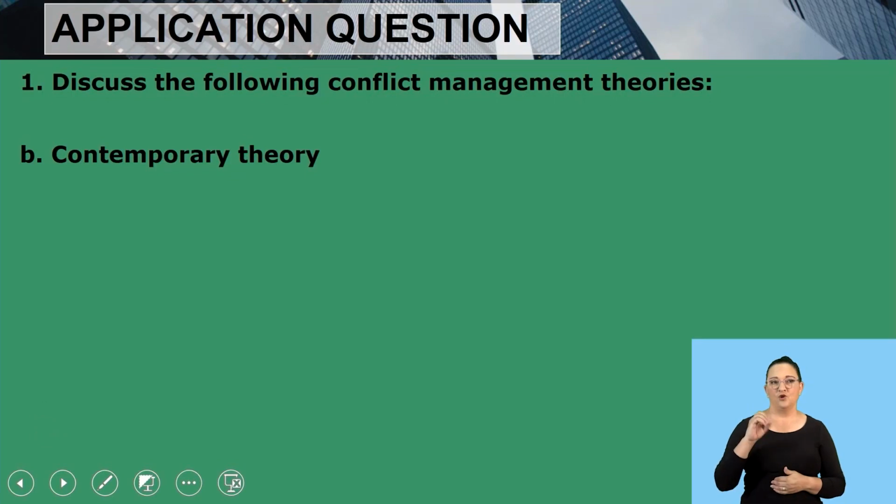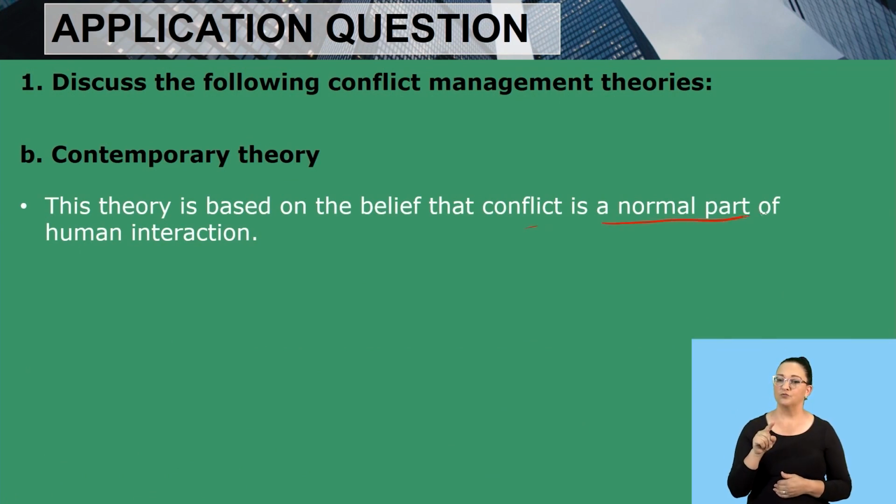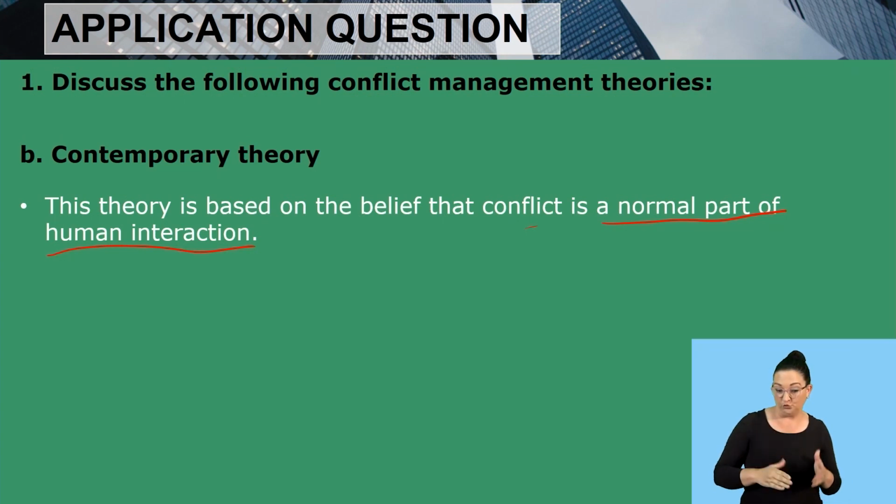Whereas with contemporary theory, remember it says explain or discuss the following conflict management theories. We've explained traditional. So now how would you explain contemporary theory? What is contemporary theory? It is a theory that is based on the belief that conflict is a normal part of human interaction. As humans, we are not the same. We are diverse. So I am black, you are white. I am Hindu, you are Christian. I am male, you are female.